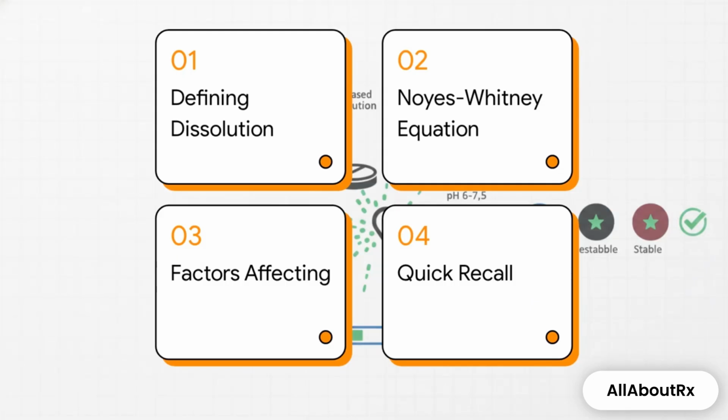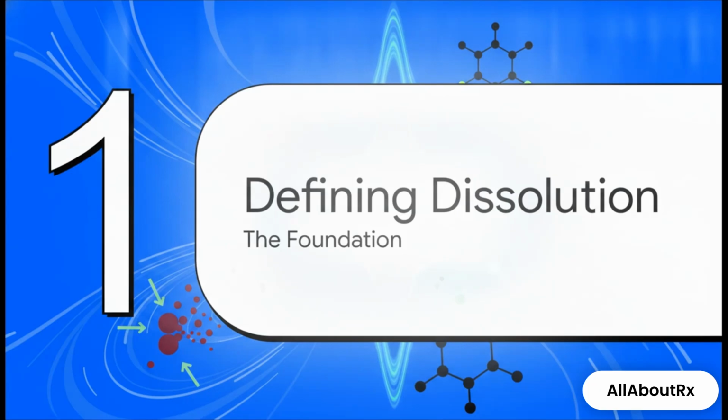Here is our roadmap for today's masterclass. We'll be defining dissolution, breaking down the Noyes-Whitney Equation, exploring the main factors affecting the process, and wrapping up with a quick recall summary. Part 1. Defining dissolution. Let's get right to our foundation.